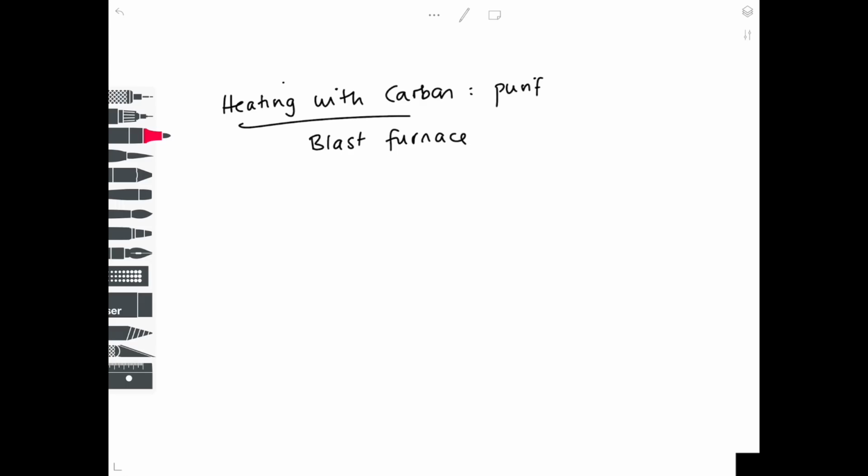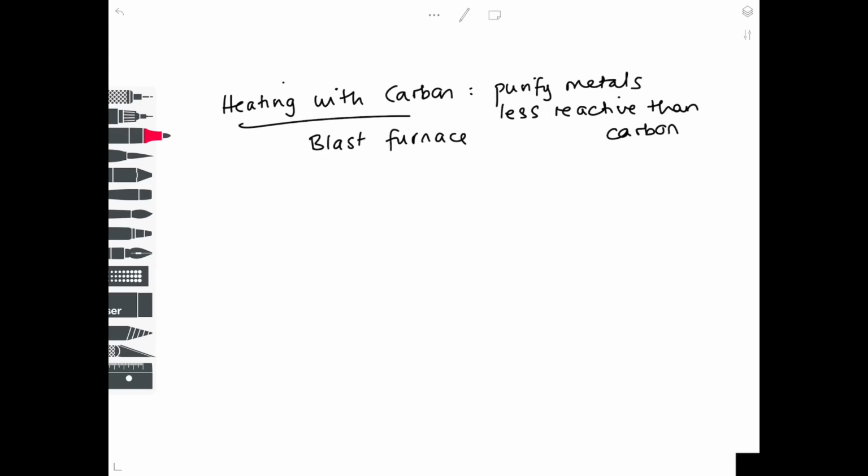The final methods of purification you need to know about include heating with carbon and electrolysis. So let's start with heating with carbon. The most famous example of this is the blast furnace. And heating with carbon is used to purify metals, which are crucially less reactive than carbon. This genuinely only works because the carbon is more reactive and can effectively steal the oxygen from the impure metal.